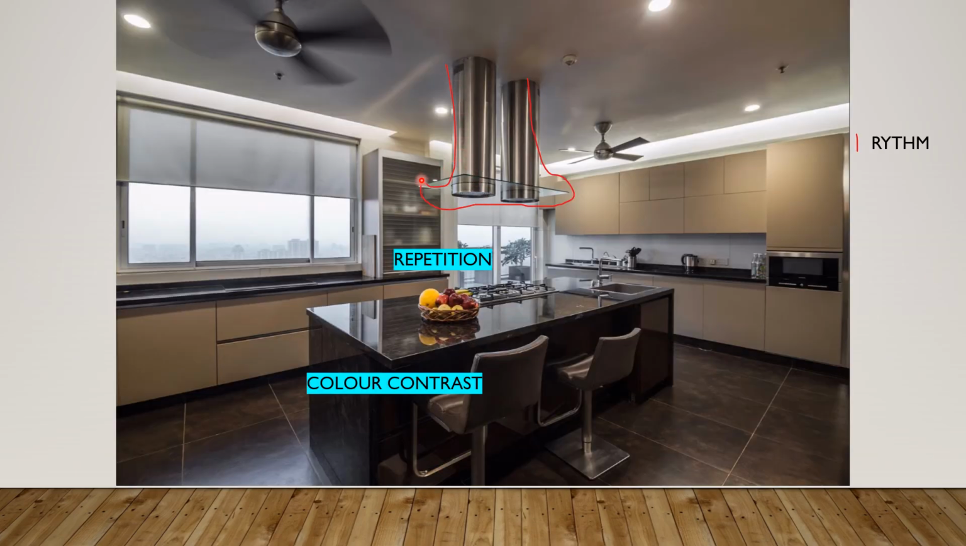The chimney here is adding a rhythm to the space. The black top here with the chairs is a color contrast to the whole light kitchen, and the fruits kept here are also emphasizing the top. And this panel is an example of repetition.